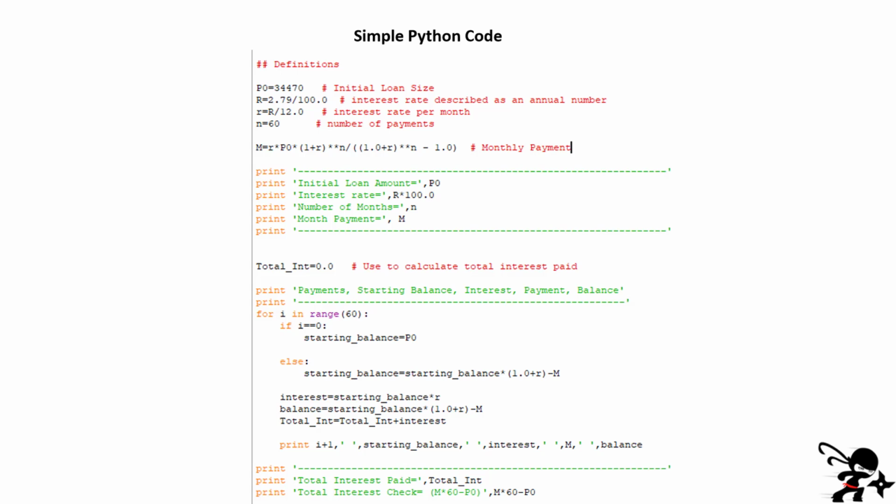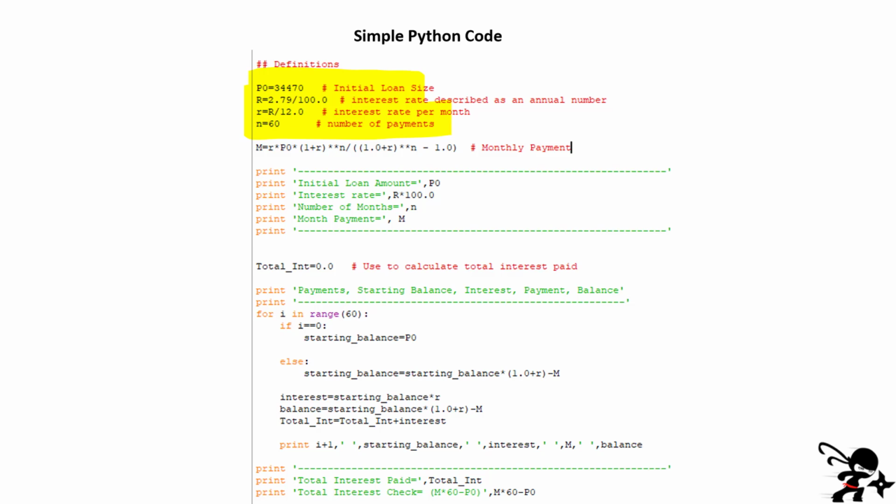Just want to show you just a bit of code here that I wrote using Python. Here's some of the initial conditions. We've got the initial loan size, $34,470. We have the interest rate, the monthly interest rate, and the total number of payments. The next line is the monthly payment. That's the equation I just derived, okay?